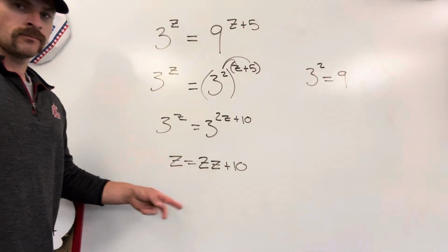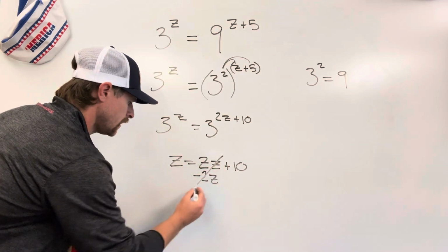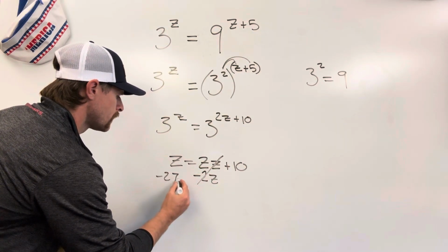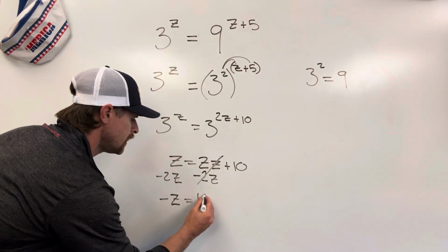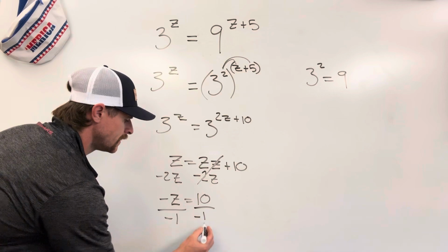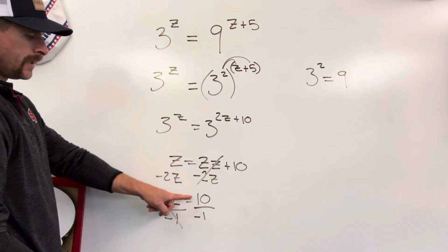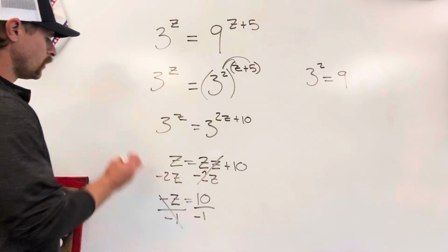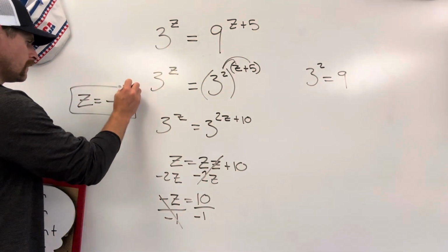Solve this equation with variables on both sides. We're going to take away 2z, cancels, take away 2z. Now I've got negative z is equal to 10. We'll divide by that hidden negative 1, divide by that hidden negative 1 to cancel it. And now we've got z all by itself. It's going to be equal to 10 divided by negative 1. So z is equal to negative 10.